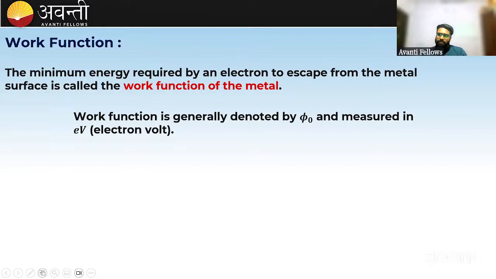ठीक है, so work function is nothing but the energy itself, but what kind of energy? Minimum energy that we need to make an escape of the electron from the metal surface. ठीक है, it is denoted by phi naught and measured in electron volt. देखो 1 electron volt unit हमेशा याद रखना, it is 1.6 × 10 raised to the power -19 joule. And this is also termed as 1 electron volt.